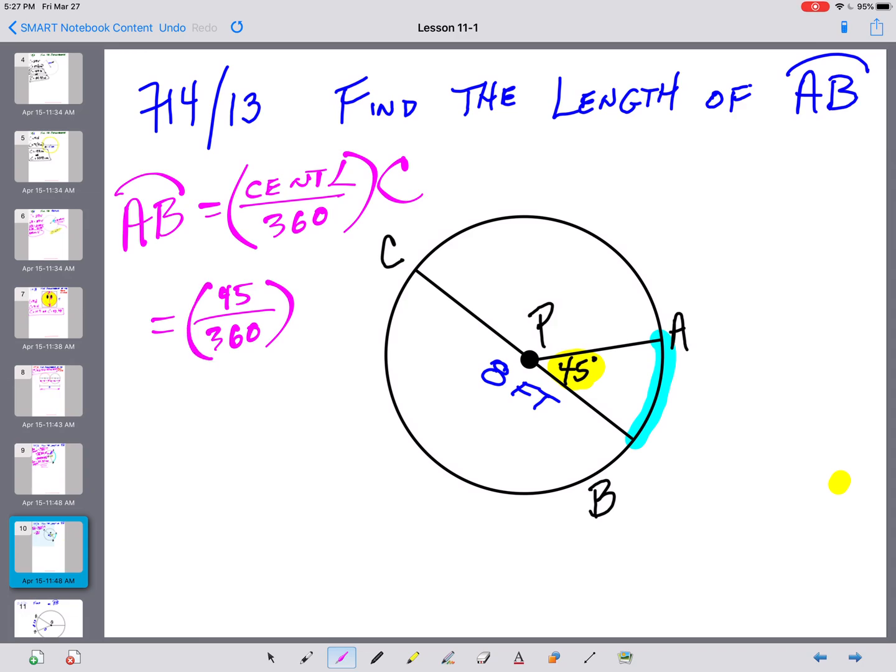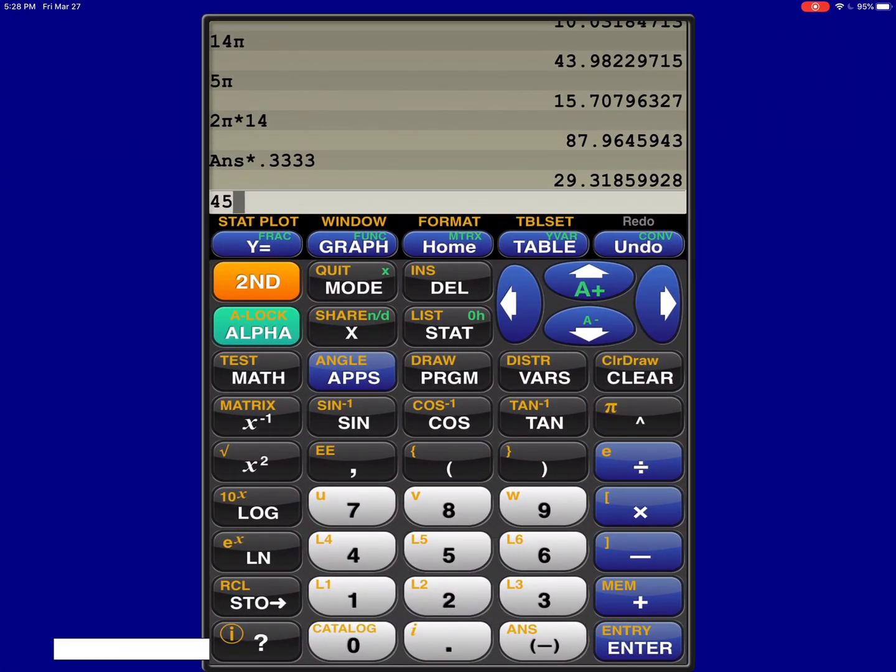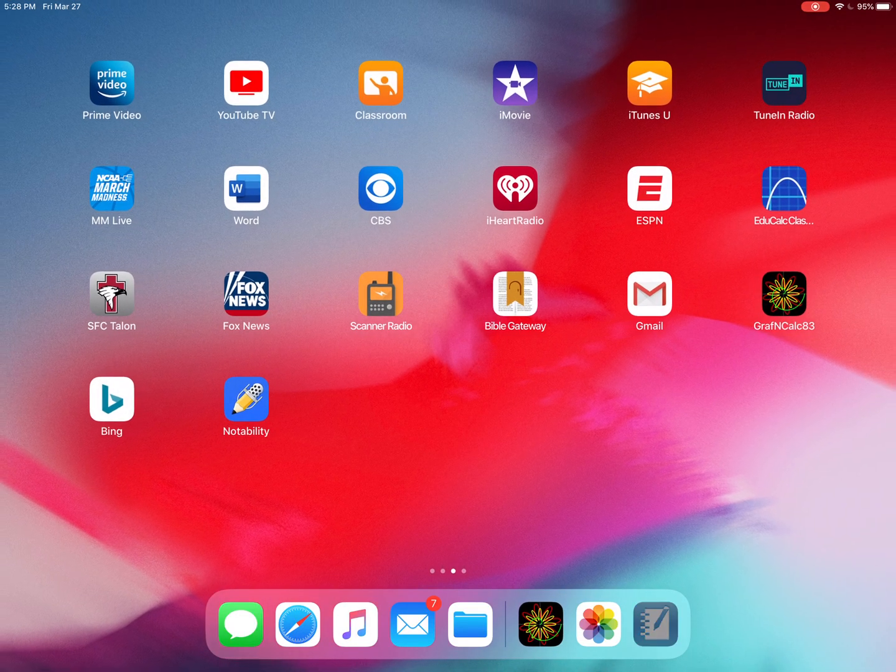This time, look at what they gave us. They gave us the diameter. So I'm going to use pi times d. So here it is, pi times 8. In our calc, 45 over 360, is that 0.125? Let's check it out. Boom, it is 0.125.